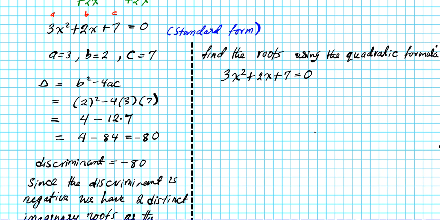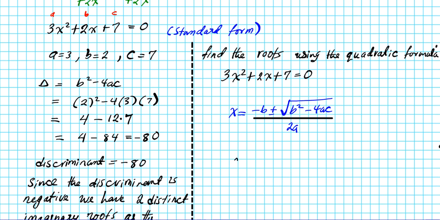So let's go ahead and write down what the quadratic formula is. It's x equals negative b plus or minus the square root of b squared minus 4ac divided by 2a. Now, do you see the discriminant here? This is the discriminant. It is the radicand of the quadratic formula. So that's where it comes from. All right, so we already know what a, b, and c are, so let's go ahead and solve it.